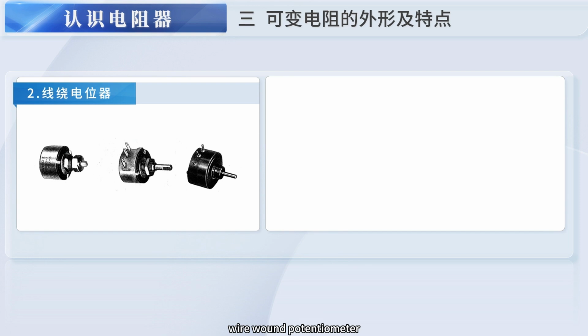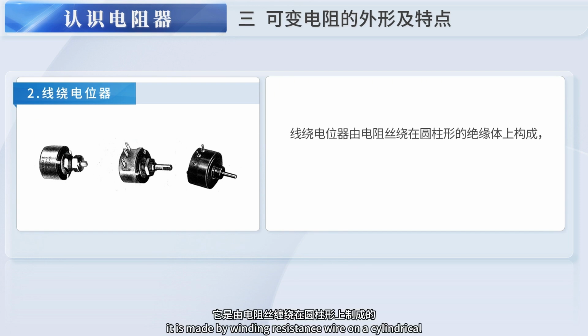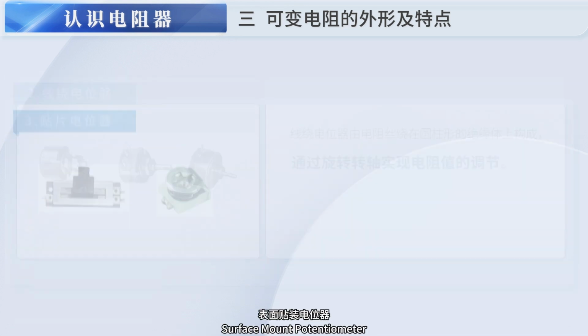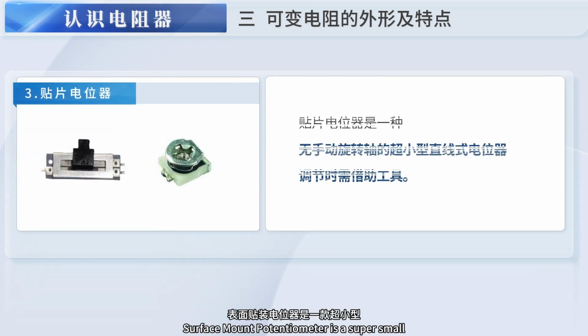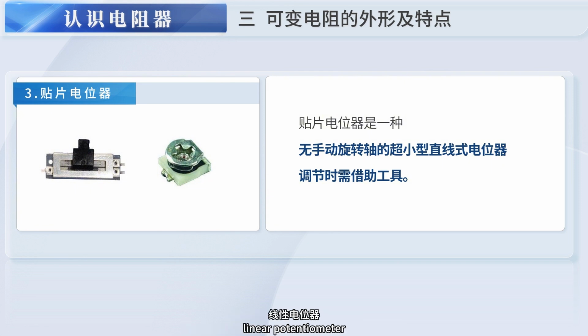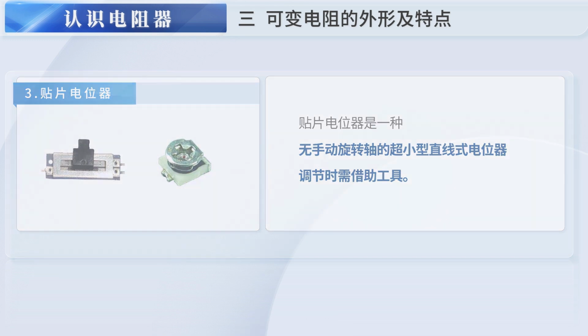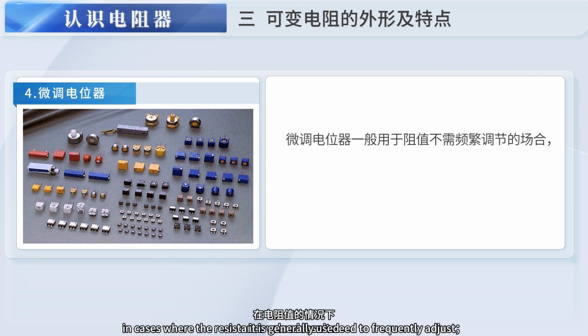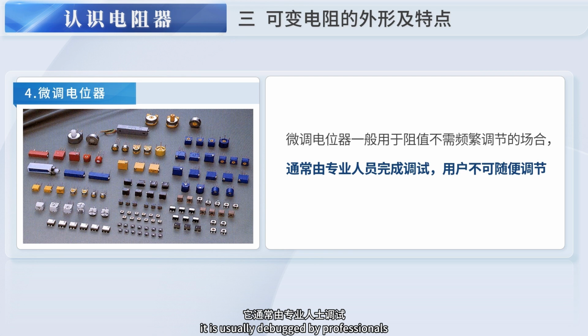Wire-wound potentiometer. It is made by winding resistance wire on a cylindrical dielectric. The resistance value is adjusted by rotating the shaft. Surface mount potentiometer. A surface mount potentiometer is a super small linear potentiometer that has no manually rotated shaft. It needs tools to adjust. Trimming potentiometer. It is generally used in cases where the resistance value doesn't need frequent adjustment. It is usually debugged by professionals. Users cannot adjust it casually.